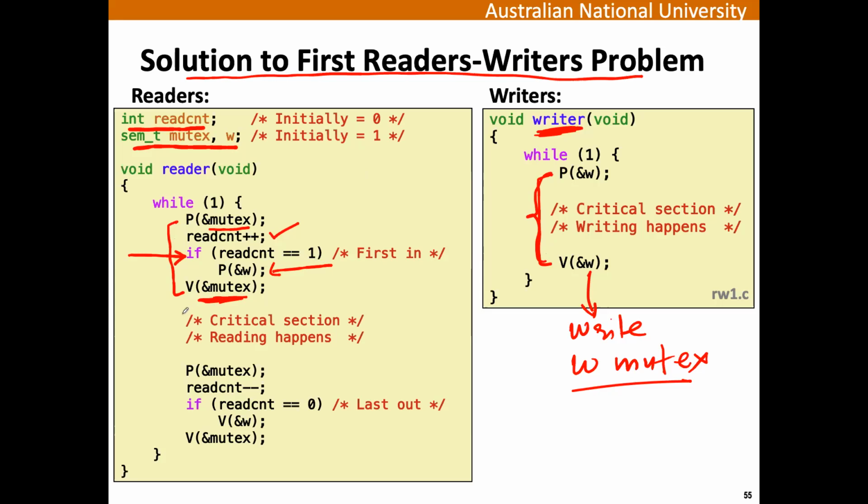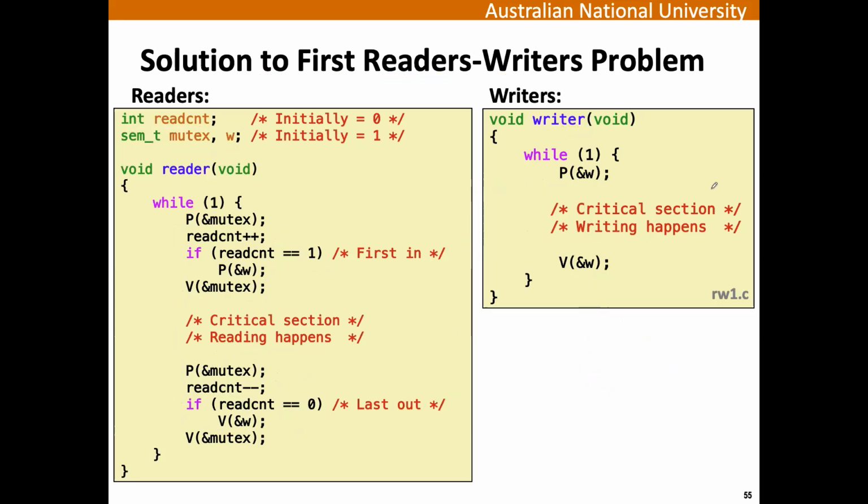Sorry, it's not this one, it's this one. So the W, where it reads something that is being written here. And then, when it is done reading, it decrements read count. And only if the read count is 0, the last thread that executes the critical section does a V operation to wake up the writer.